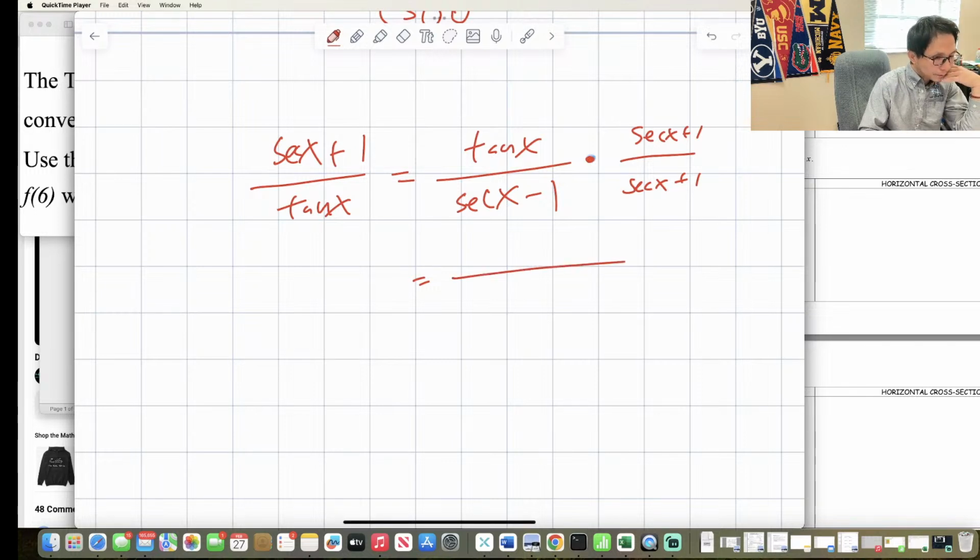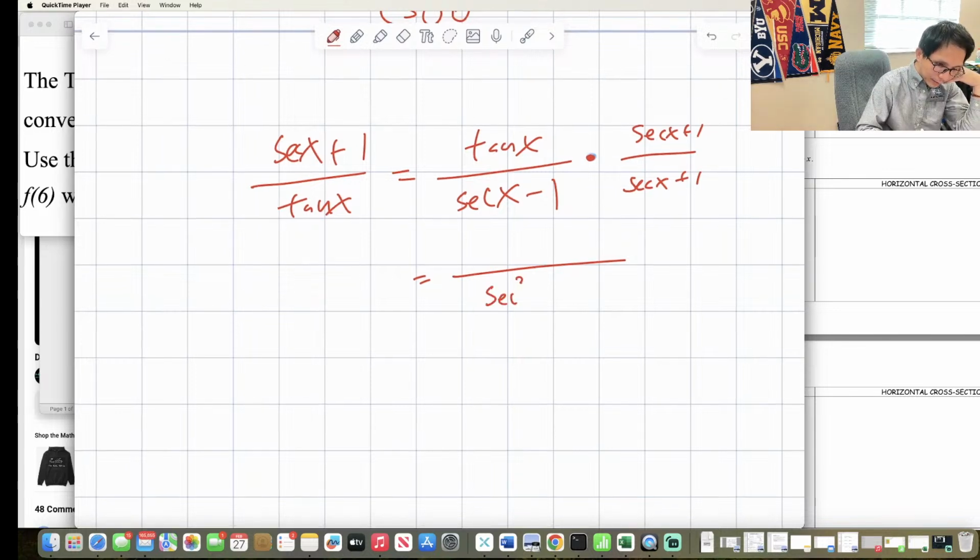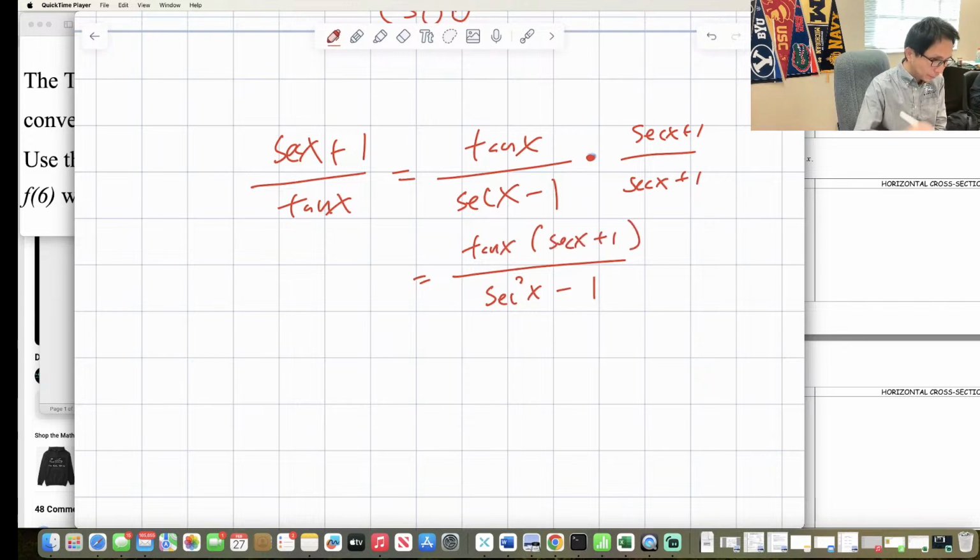So what is on the bottom here? What's the bottom if I were to FOIL that? Secant square of x minus 1. It's a difference of squares. Tan of x times secant of x plus 1. Can anybody tell me what secant square of x minus 1 is?